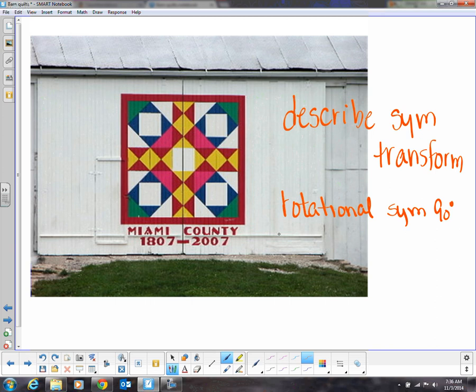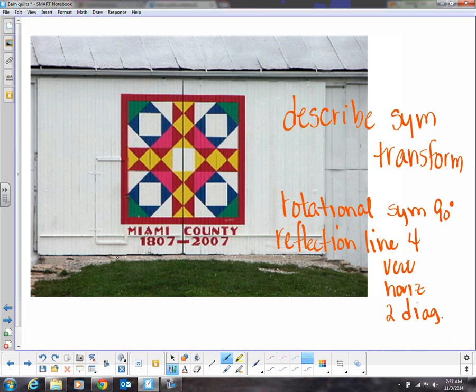Reflection lines. So there are reflection lines. What are your reflection lines? How many? 1, 2, 3, 4. There are 4 of them. You've got a vertical, right? You've got a horizontal, and you've got 2 diagonals. All right? Anything else?